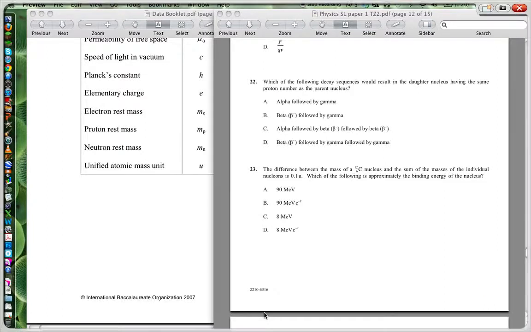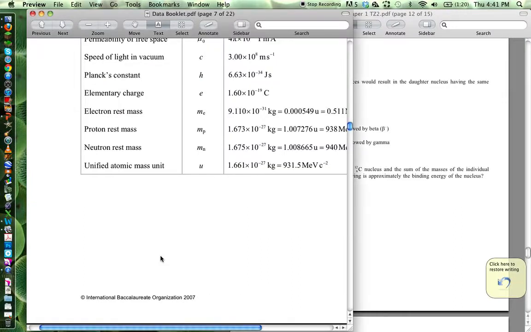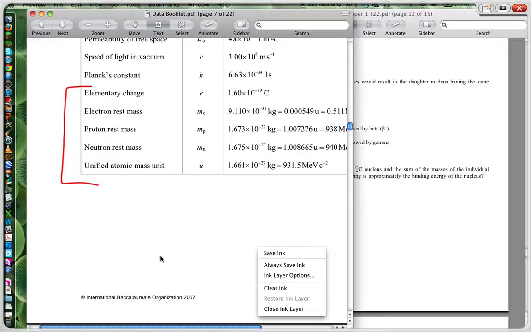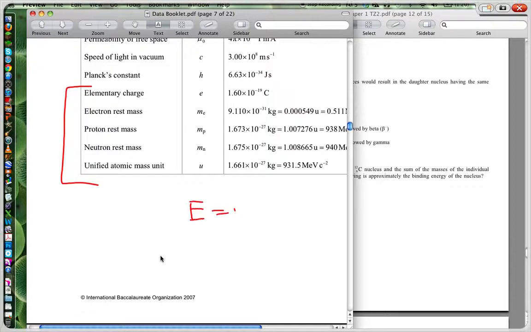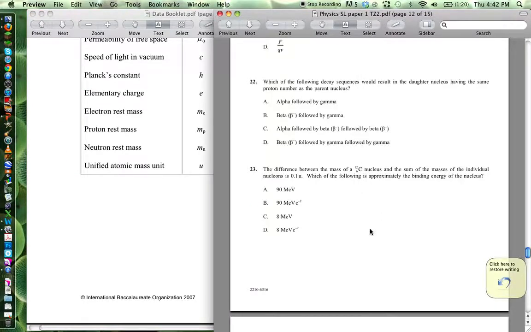Okay, so we are starting with 22, which is our nucleus section. Remember, with our nucleus section, it's really important to use these constant values at the beginning of the data booklet. They may well be important, so remember to use those. We also have the formula E equals mc squared, which we can sometimes need to use. So let's look at question 22.